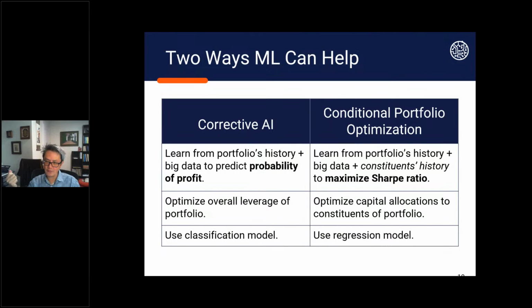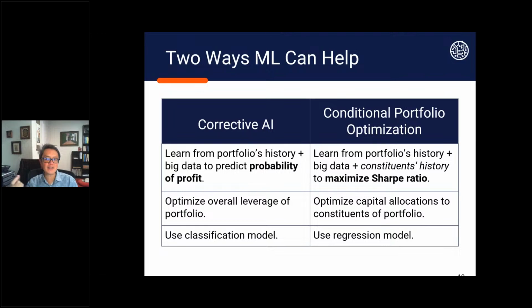It also learns from a portfolio's return history. It also relies on big data captured in the form of hundreds of features, but it also captures the constituents' return history of the portfolio. And the goal now is not just to predict the probability of profit, but to optimize the allocations to these constituents in order to maximize the Sharpe ratio.